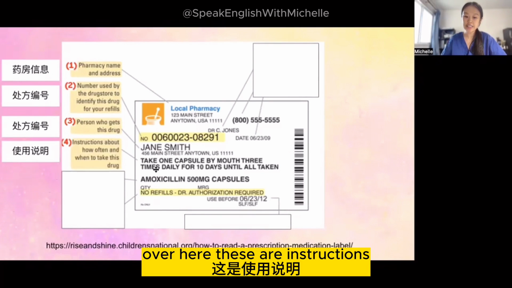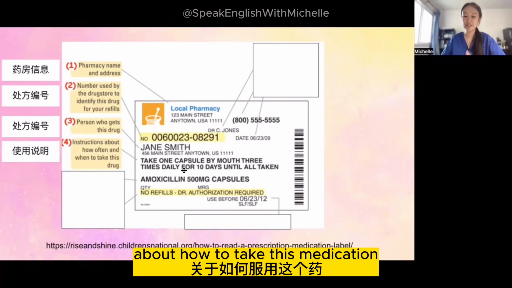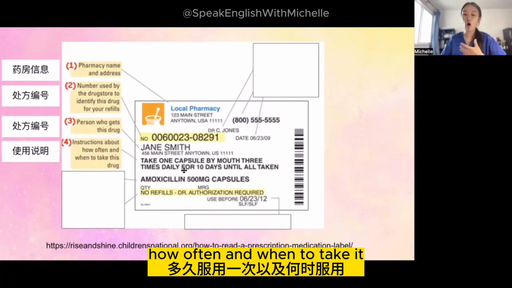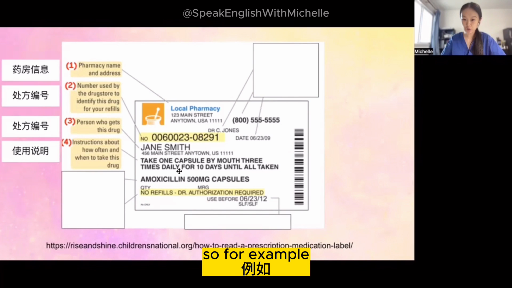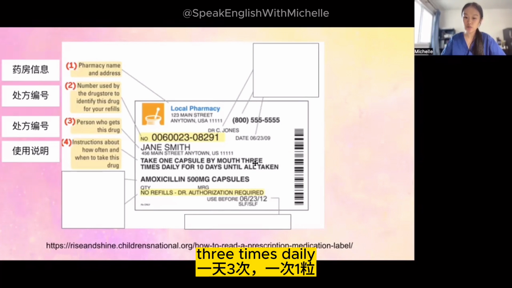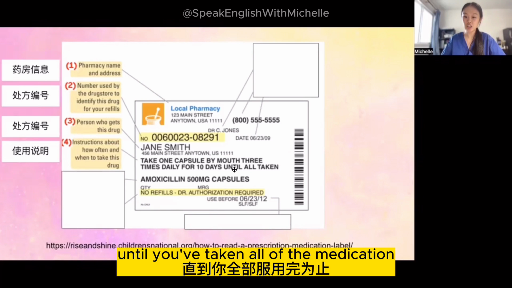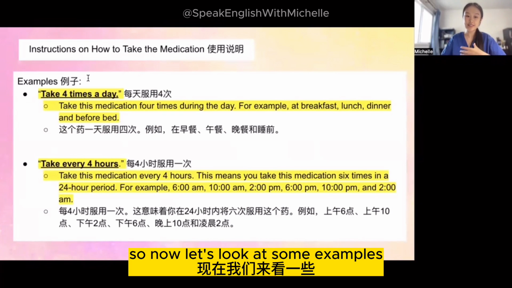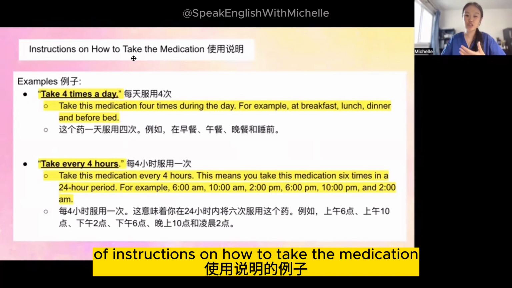Over here, these are instructions about how to take this medication, how often, and when to take it. So for example, for this medication, your prescriber wants you to take 1 capsule by mouth 3 times daily for 10 days until you've taken all of the medication. So now let's look at some examples of instructions on how to take the medication.